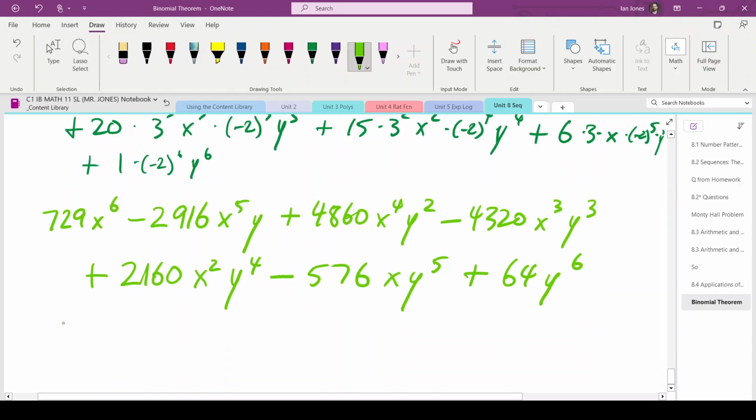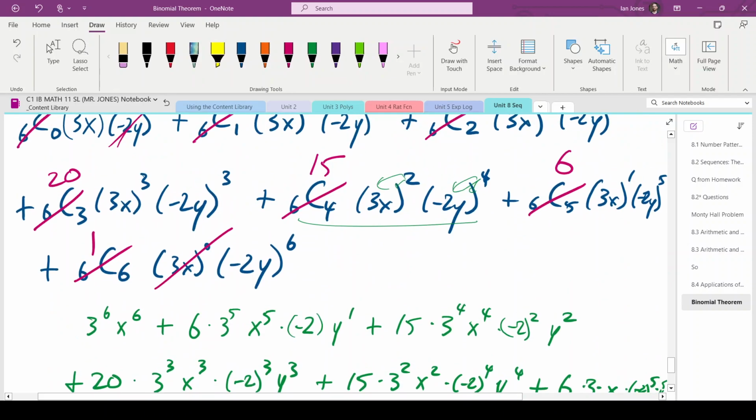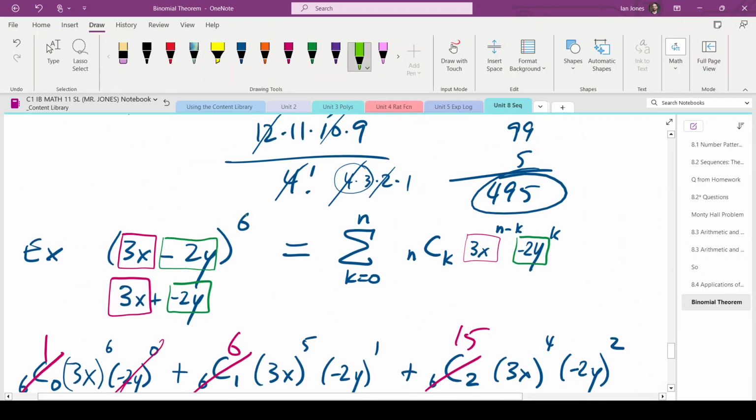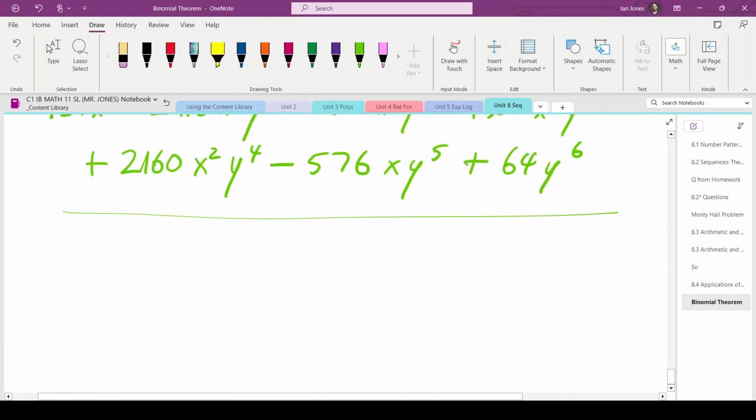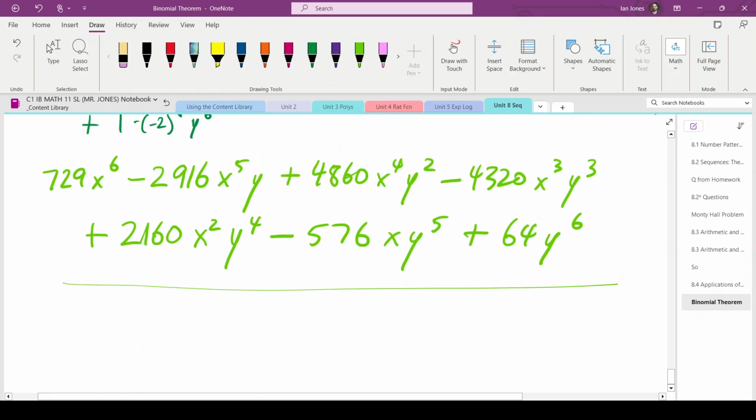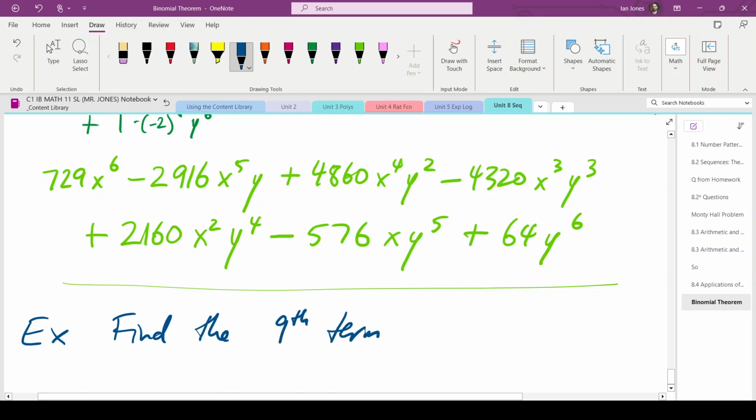Okay, so a bit of a messy answer, but I'll tell you, this is actually a pretty involved question, going to the exponent of 6 with the 3 and the negative 2 as coefficients. All right. Next, suppose the question says, find the 9th term in 2x minus y to the 12th.